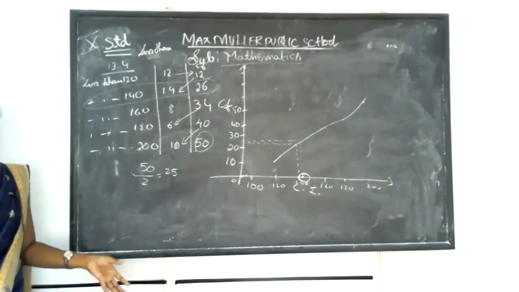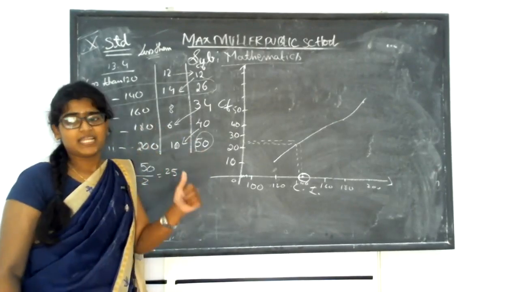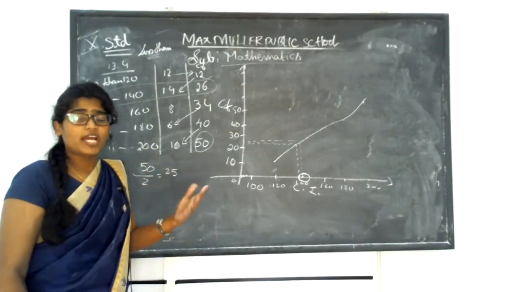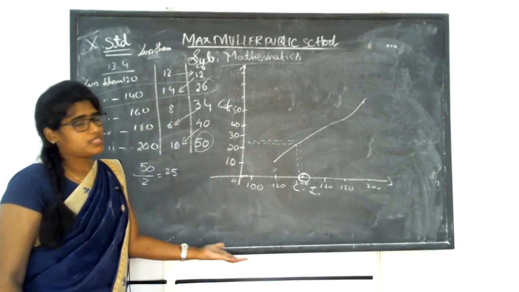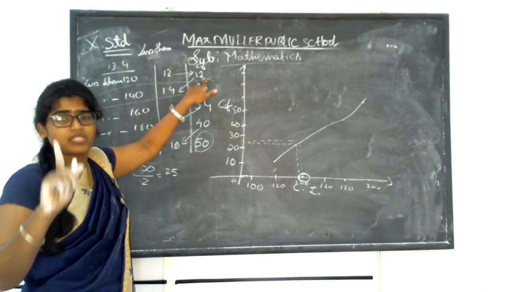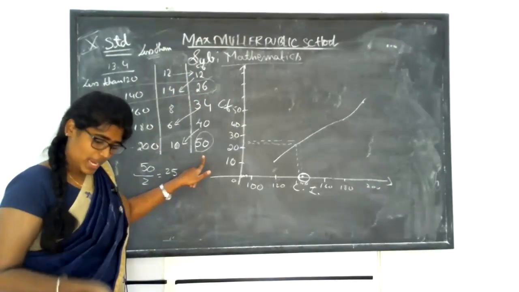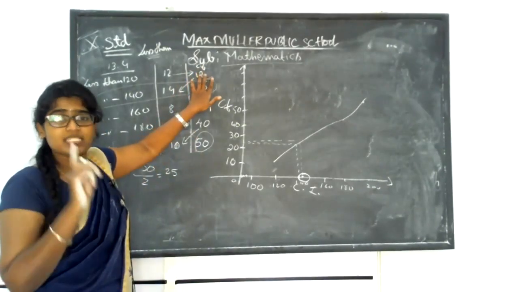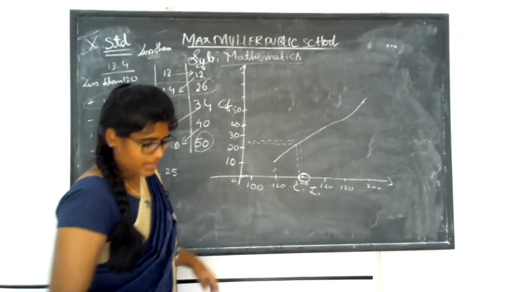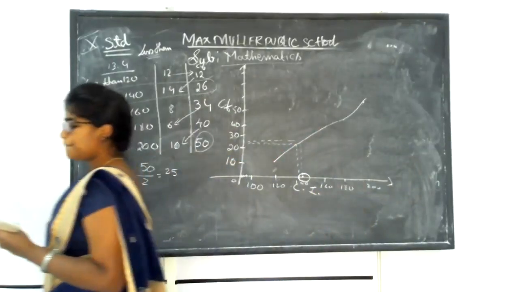Ogive was the easiest topic you have in your statistics. You need to remember only less than and more than. Less than, you need to take your right hand side limits. More than, you should take your left hand side limits. If they ask less than, keep in mind the cumulative frequency starting number should be less. If they ask more than, the cumulative frequency starting number should be more. Clear? Understood? Next, check the second one.